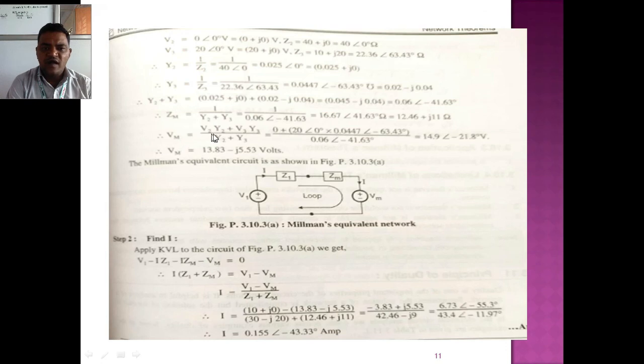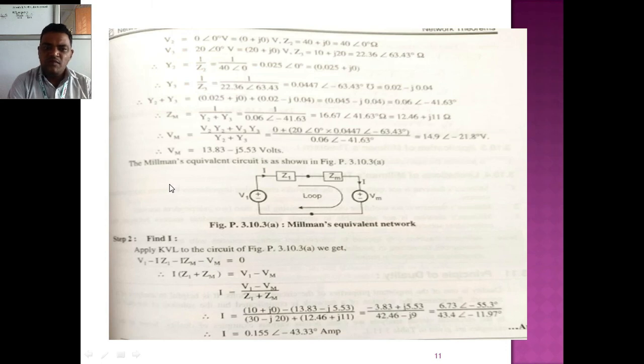So V of M is again given by V2 Y2 plus V3 Y3 upon Y2 plus Y3, and this Y2 plus Y3 is nothing but the Z of M. So here, 0 plus 20 at an angle of 0 degrees into 0.047 at an angle of minus 63.43 upon 0.06 at an angle of minus 41.63. For this case, you just multiply 20 into 0.0447, and the angle is 0 minus minus 63.43, and you divide by the 0.06 magnitude, and the angle is 63.43 minus minus plus 41.63. Its answer is minus 21.8 volt.